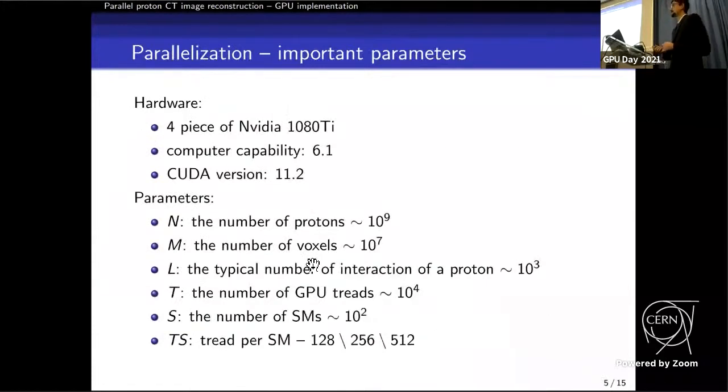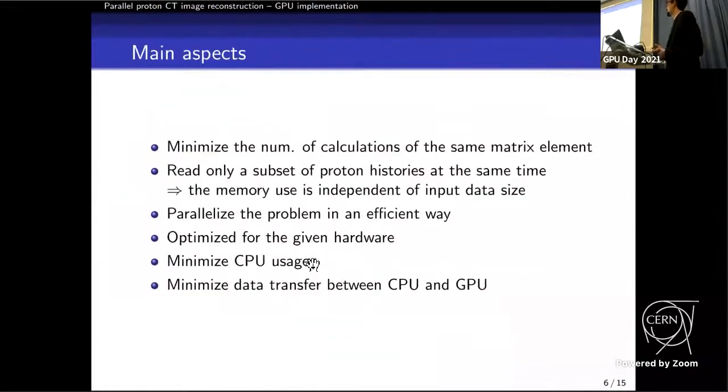Because we need a lot of computational power, we use GPUs, and we use a multi-GPU system. Another main aspect of our image reconstruction technique is that we don't want to read all the proton histories at the same time, as there are numerous proton histories, and we don't want to run out of memory, and we don't want to limit our solution to a certain amount of protons.